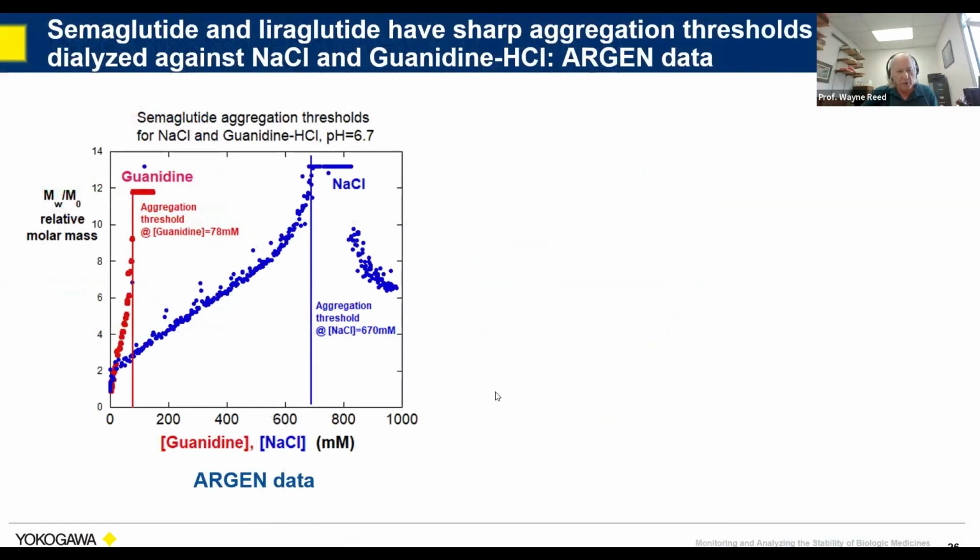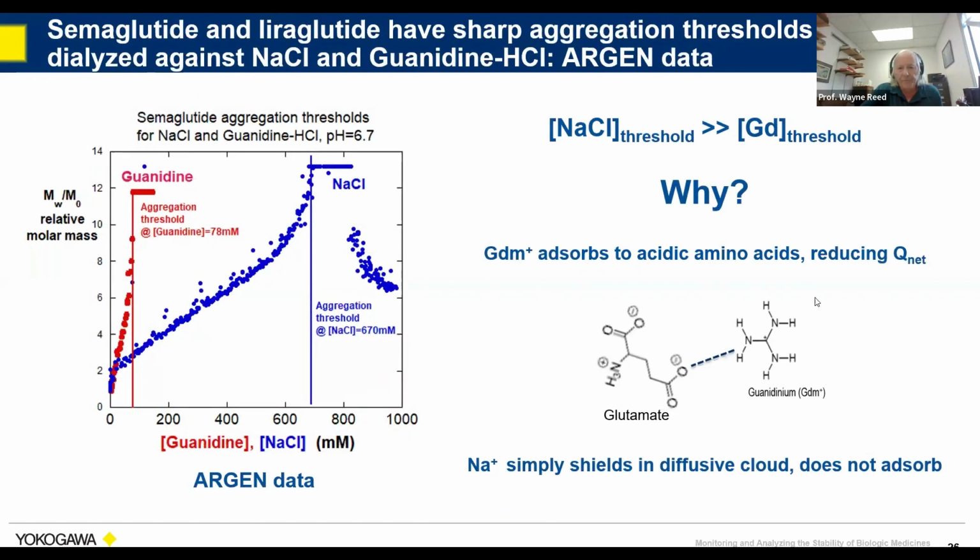And here's an interesting feature. This was for semaglutide. If you dialyze against guanidine on the one hand and then separately against NaCl, there's almost an order of magnitude between the thresholds of instability. They saturate the system at very definite points. And so why is this threshold for salt so much greater than guanidine?